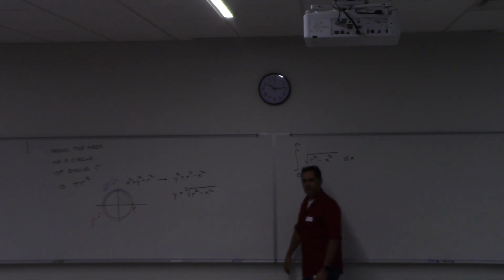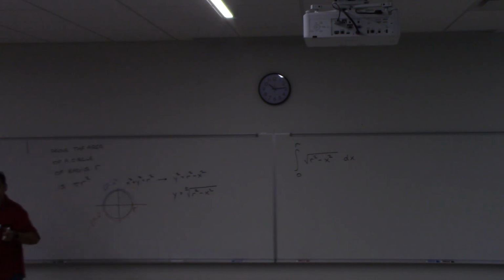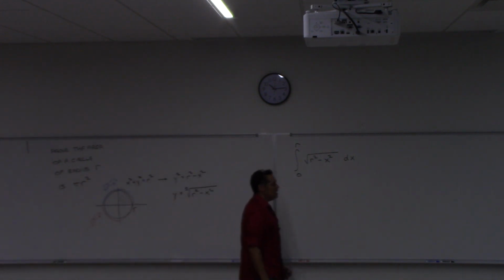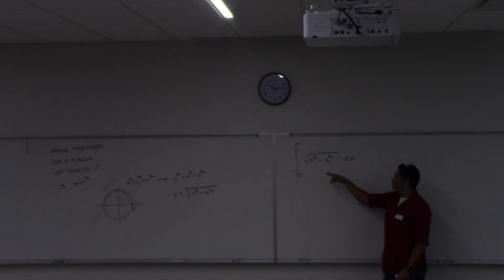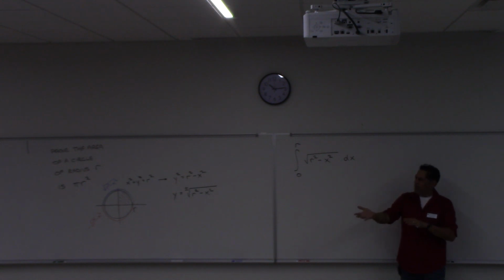Yes? How? Trig sub. Right? Isn't this trig sub? Do you see a square root? Do you see a squared minus x squared? It's not really a squared, it's what? R squared? But that's our constant, right? So this is trig sub.